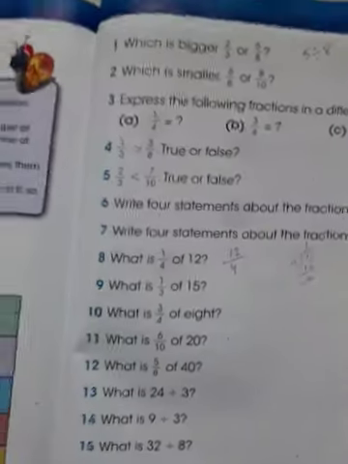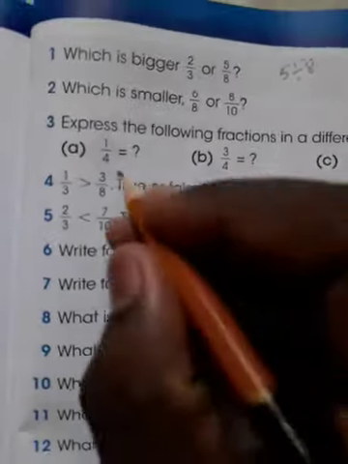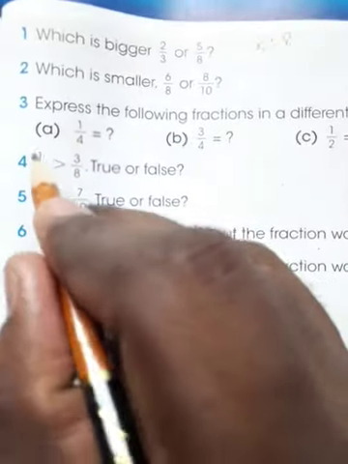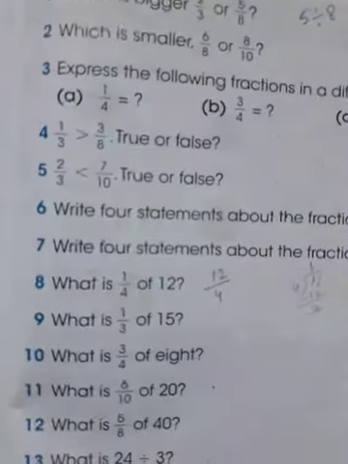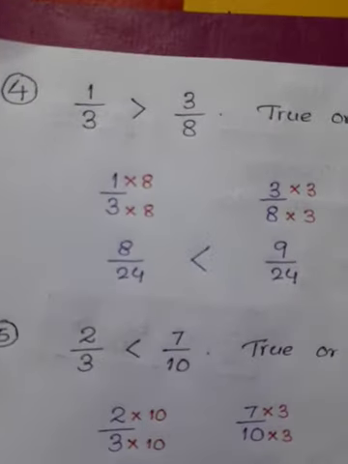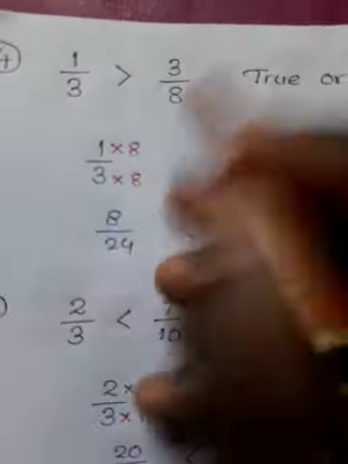Now coming to the next one, question number 4. 1 over 3 and 3 over 8 is given, with the greater than symbol. That means 1 over 3 is the bigger one. So we'll check it. It's true or false. The same concept as I said: every time you have to focus on the denominator. So here the denominator is 3, here the denominator is 8.